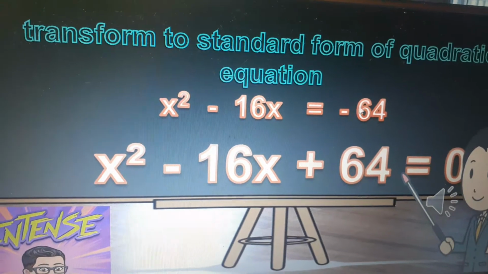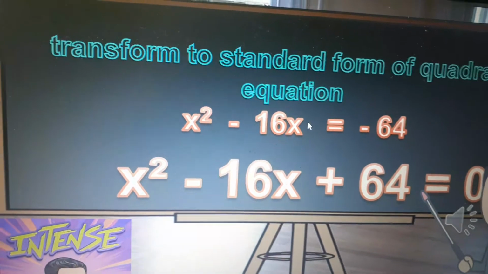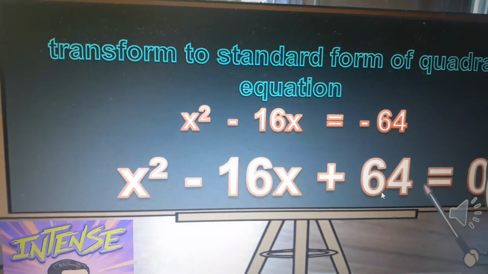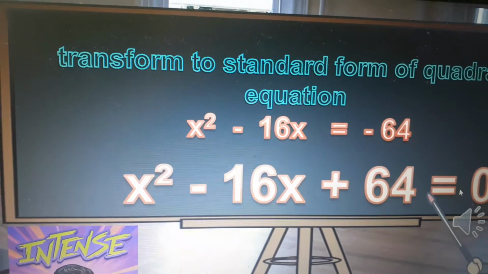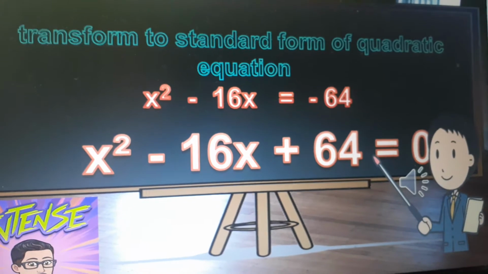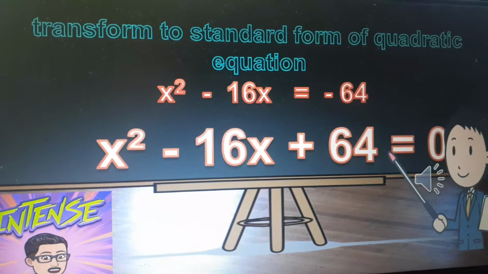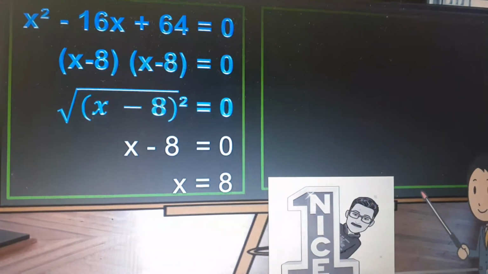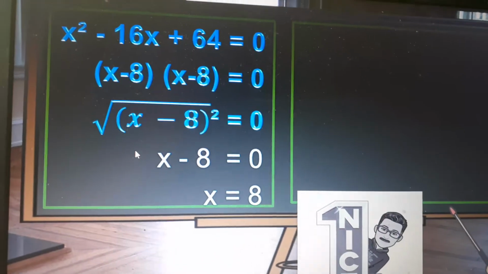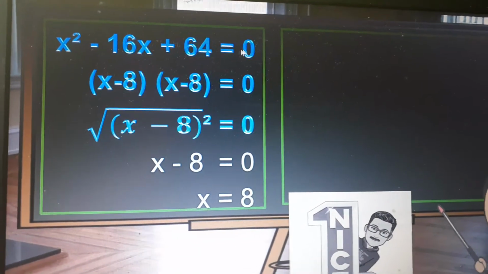Ang ibig sabihin nun, yung negative 64 natin dito sa kanang bahagi ay nilipat natin sa kaliwa. Since that is negative, kaya naging positive po siya. So we have now positive 64, or plus 64, which equals 0. Yung ating equation ngayon ay nasa standard form na. So, since nasa standard form na po siya, ang next na step natin ay to find the roots of the given equation. Ito po yung standard form natin kanina. We have x squared minus 16x plus 64 equals 0.